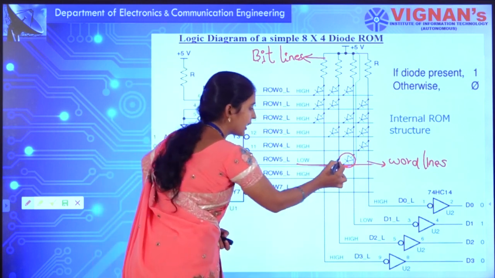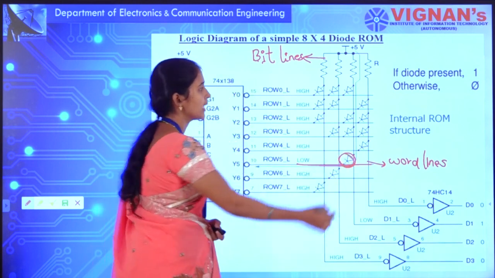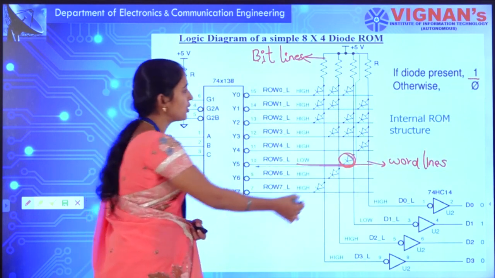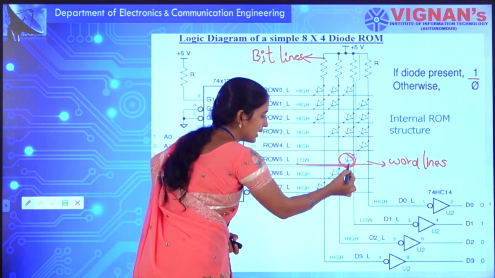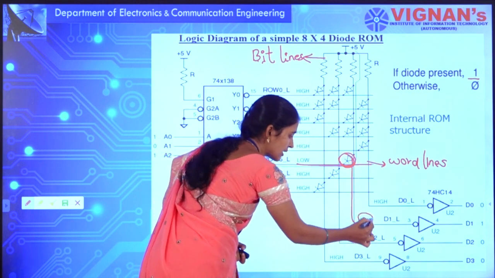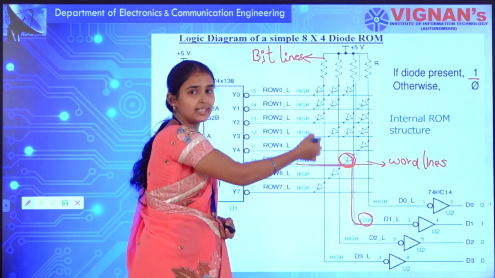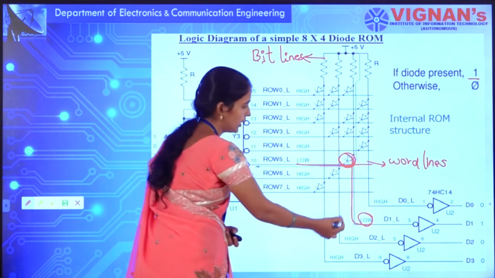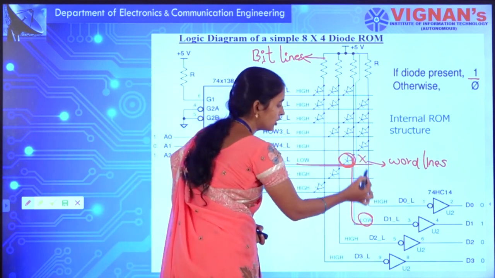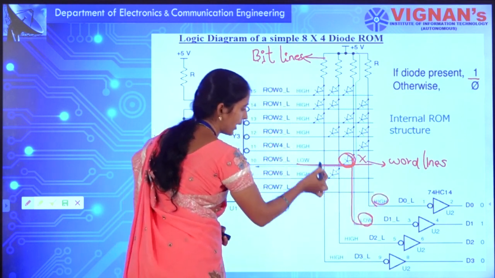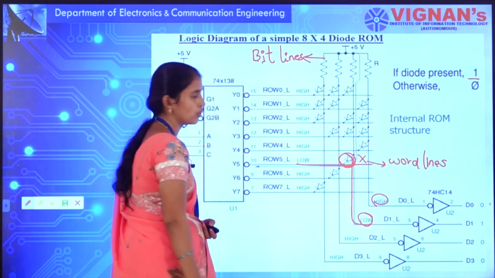If a diode is present, what happens is that it pulls this bit line to low. That is the reason why we have got it as low. Because a diode is present, it pulls the bit line to low. Whereas here there is no diode, so it is pulled to high.